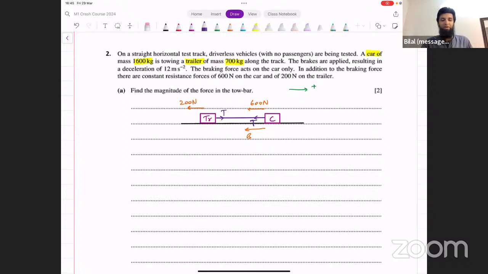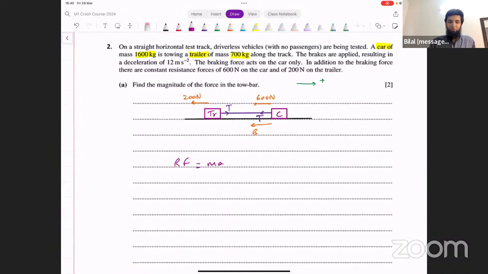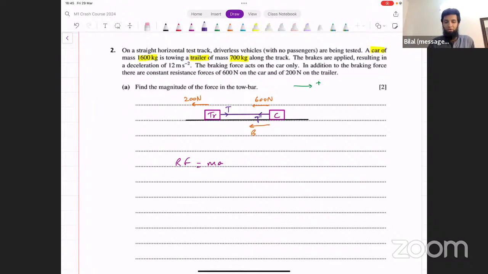We are given the deceleration. We are supposed to find the magnitude of the force in the tow bar. So basically the value of this T. How do you do that? You can apply Newton's second law of motion. You can say resultant force equals mass into acceleration. Movement is towards the right side. What's the forward force? There's no forward force. So let's apply Newton's second law of motion separately to the car and the trailer. So for the car, we can say there's no forward force, right?